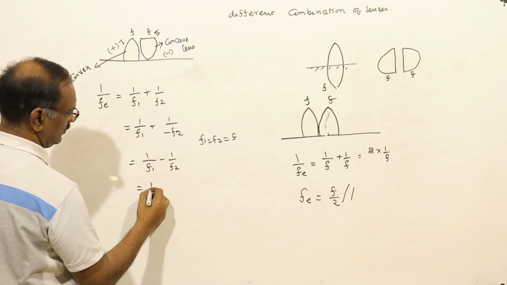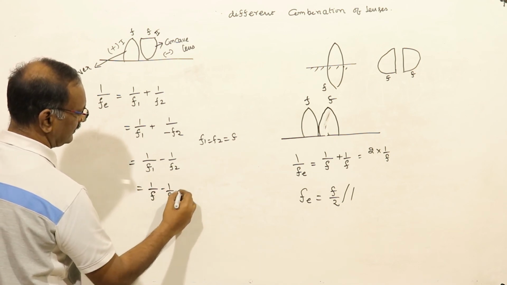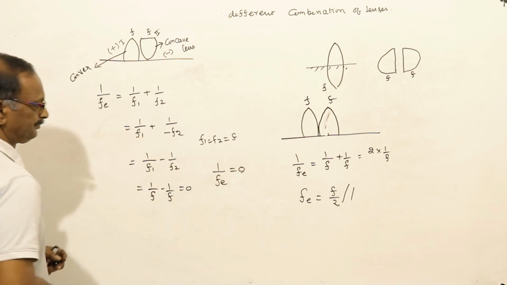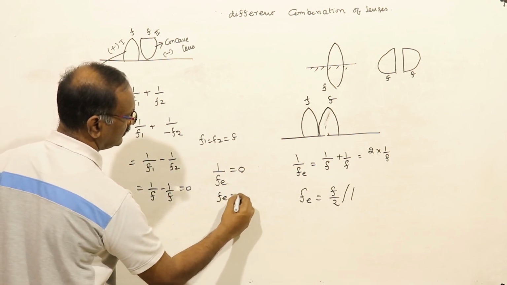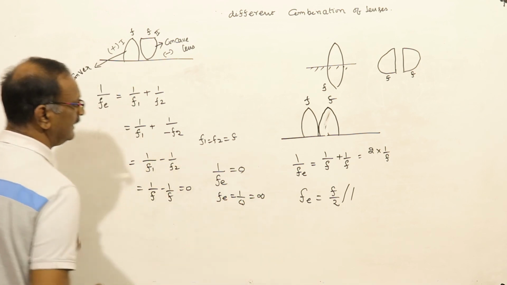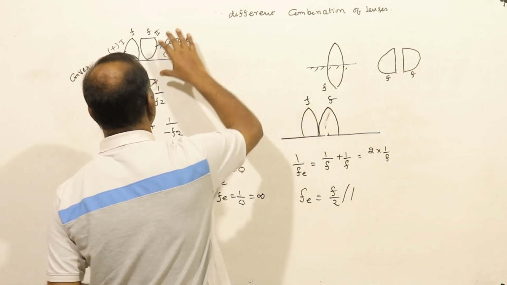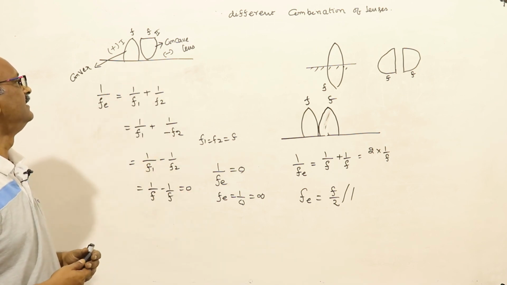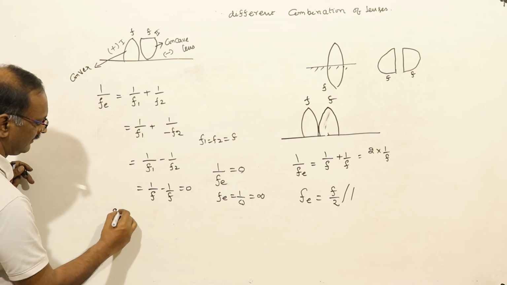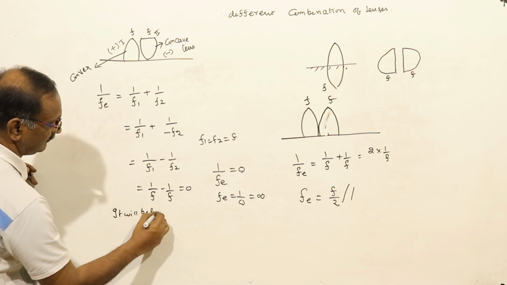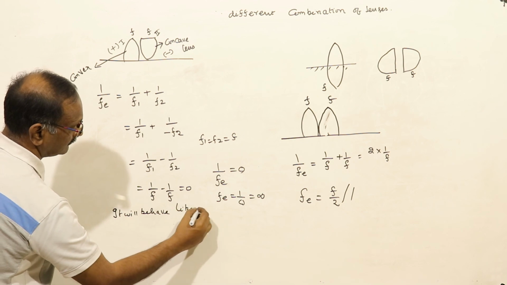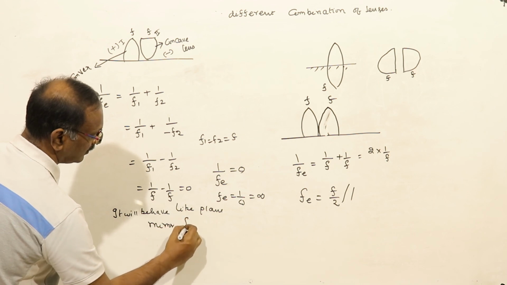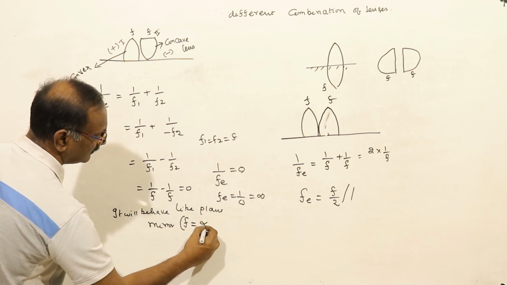In that case, 1/f minus 1/f is equal to 0. It means 1/fe is equal to 0, or fe is equal to 1/0, which is infinity. If the same lens is kept in this combination, the effective focal length comes out to be infinity. It means if you keep this lens in this fashion, it will behave like a plane mirror, whose focal length is equal to infinity.